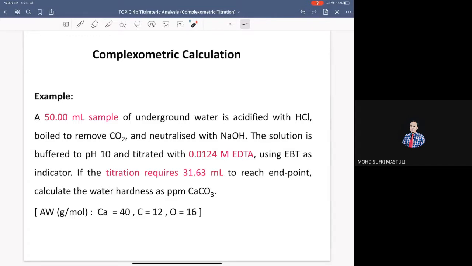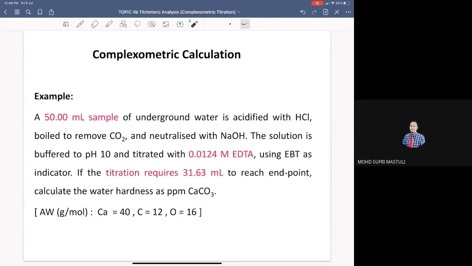In this video, we are still in the topic of titrimetric analysis, focusing on complexometric titration. So this video will discuss calculations related to complexometric titration. We will do all the examples together, one by one. As usual, we have to read all the information given in the questions carefully.